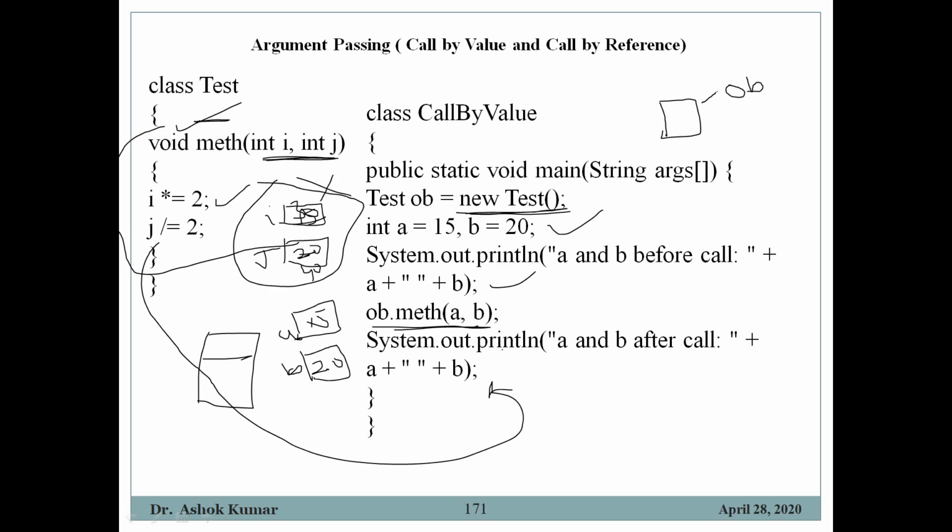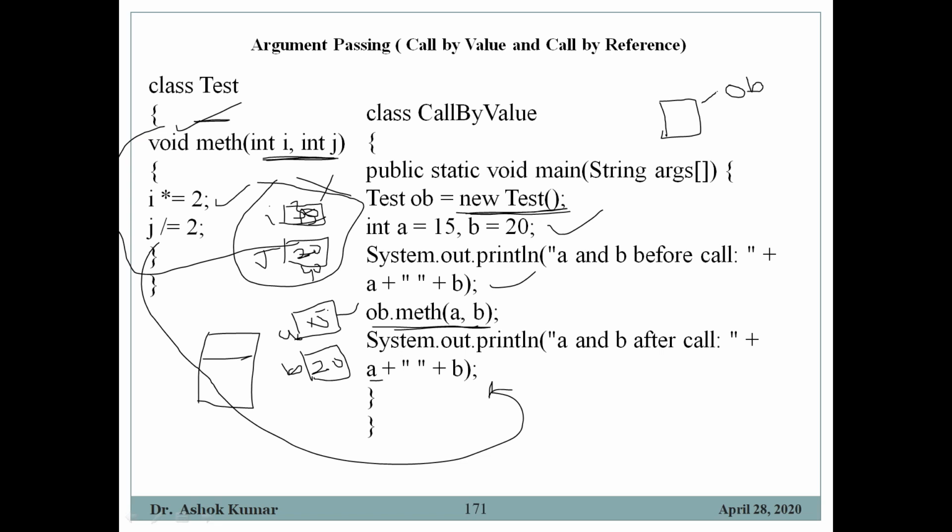So the control will return back to the main method. In main, we are printing a and b. So a and b, their old values will get printed. In other words, we can say that we haven't altered the values of a and b. So you will get 15 and 20.